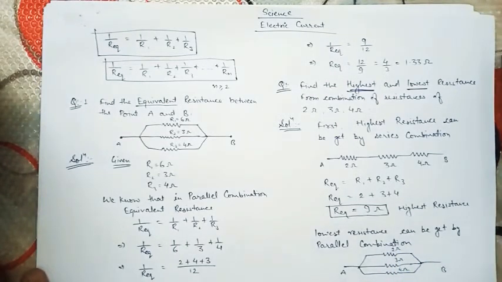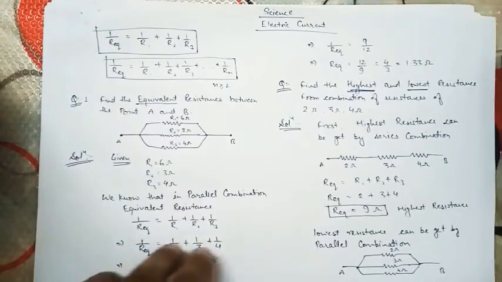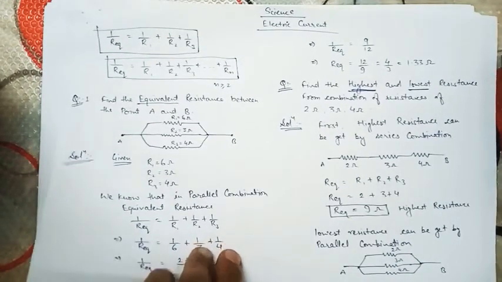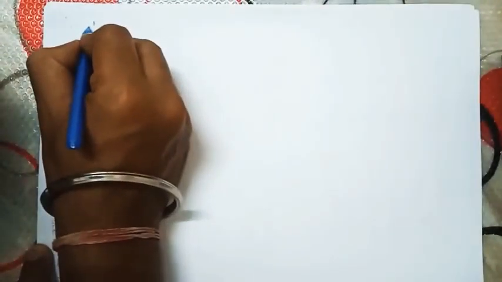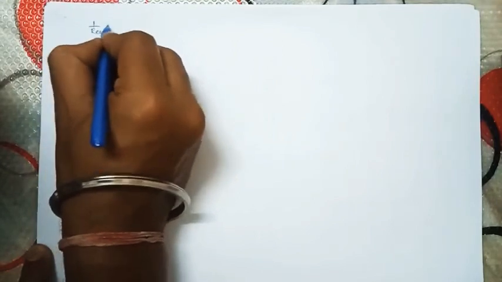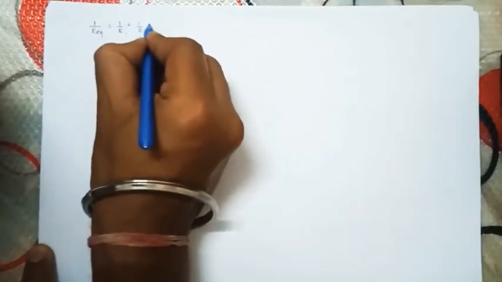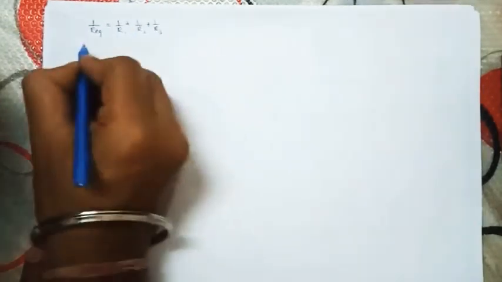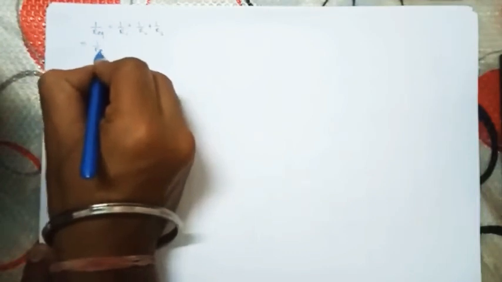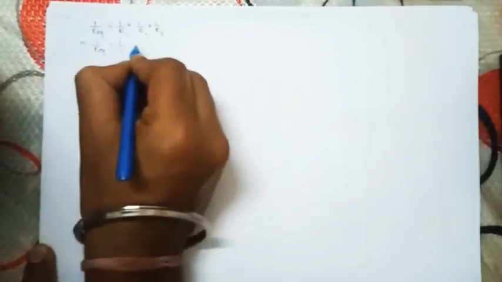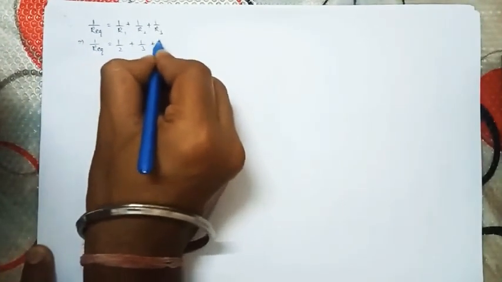Okay, now we calculate the equivalent resistance between point A and point B. That is 1 upon R equivalent equals to 1 upon R1 plus 1 upon R2 plus 1 upon R3, where value of R1, R2 and R3 is 2, 3 and 4. 1 upon R equivalent equals to 1 upon 2 plus 1 upon 3 plus 1 upon 4.